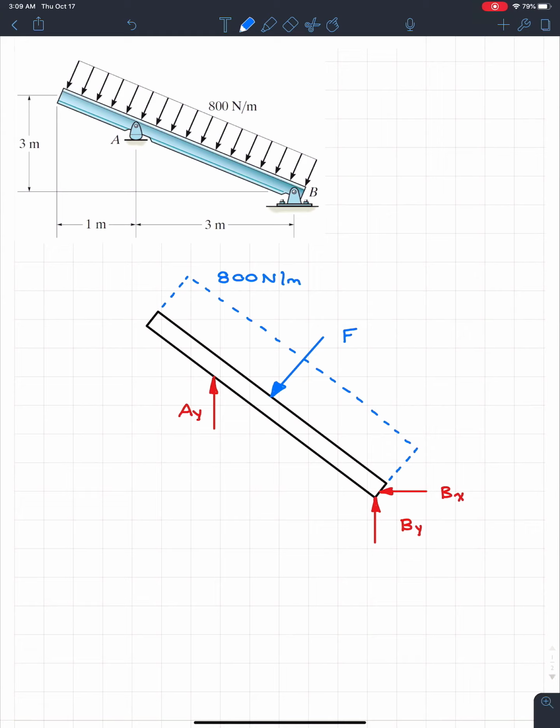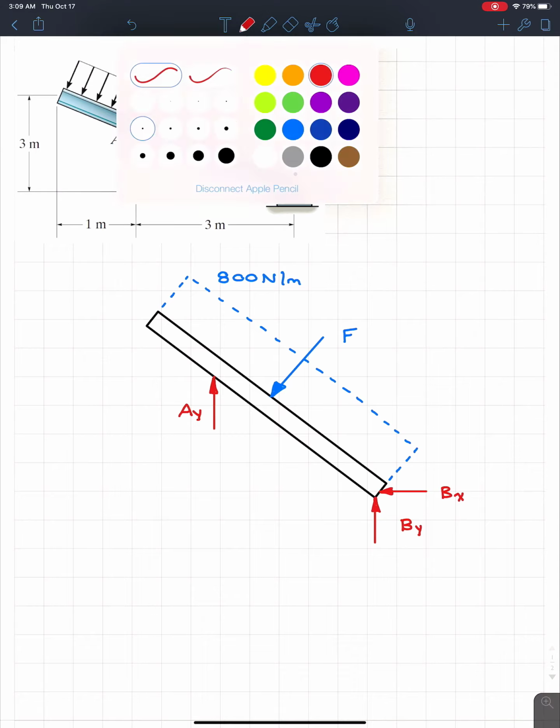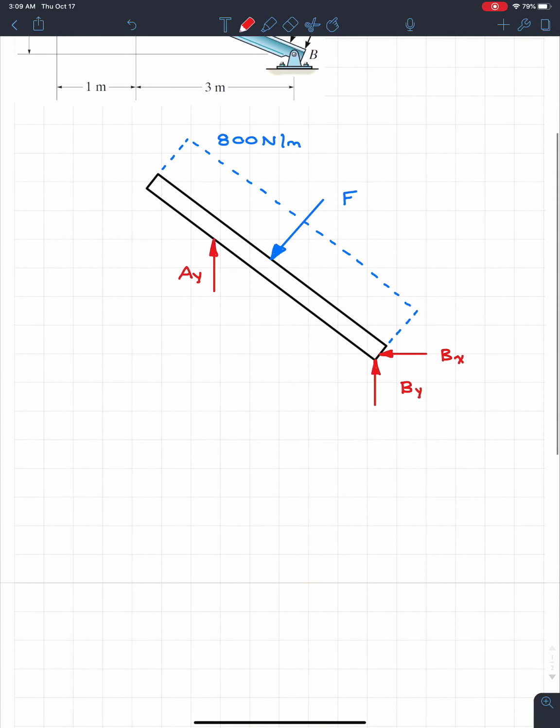And then the next thing that we should always do, of course, is dimension our diagrams. Remember, it's a very, very key part. So let's go right to the end of the beam. We know that it's split up into two sections horizontally, from B to A, and then from A to the end of the beam. The first part is 1 meter, the second part is going to be 3 meters. And the other dimension is going to be the height of the beam, which, that looks terrible.